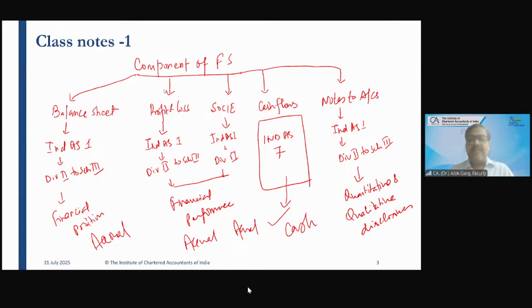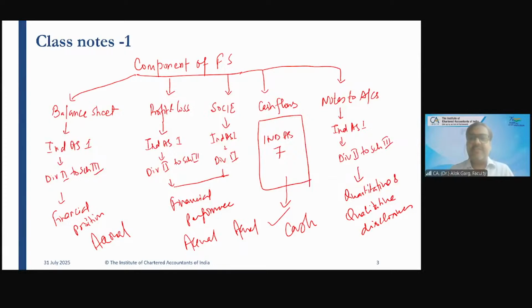So Megha has written on the chat box, sir, my mic is not working. No problem, Megha. It is prepared on cash basis. Very good. And has 2 methods, direct method and indirect method. It splits cash flows into operating activity, investing activity, and financing activity. Very good. Thank you.